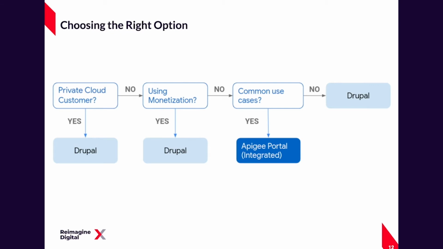So obviously today we're going to focus a bit on Drupal, but how do we come to the answer of what is the best alternative for us from a developer portal perspective? Well, if your API is a private cloud solution where security and access are paramount, then Drupal is probably your best alternative. The Apigee integrated portal is publicly available, although it can be locked down from a security perspective. It is not available in a private cloud scenario. If you're looking to monetize the solution, Drupal is also the best alternative, and we'll talk more about that later.